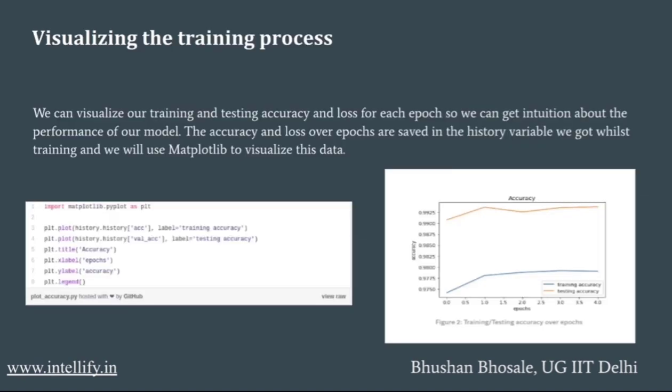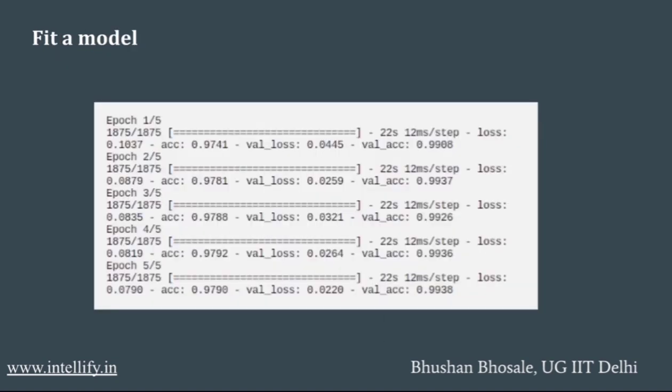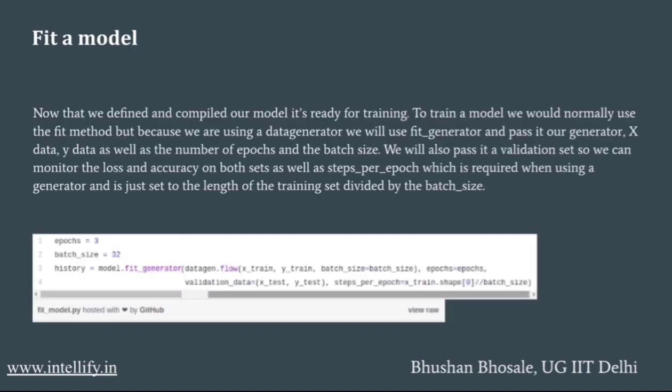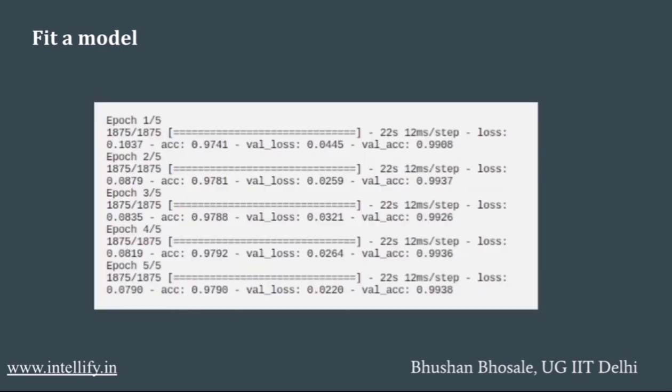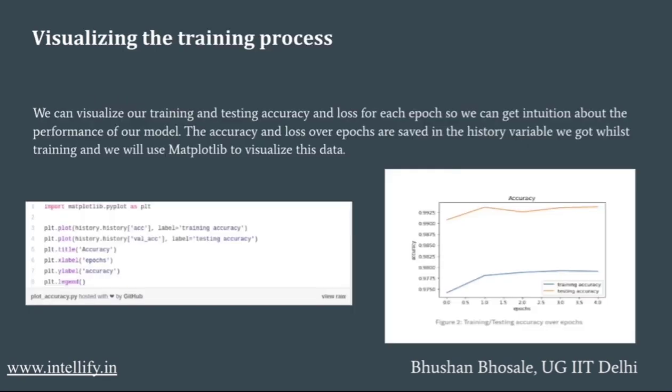Okay, now visualizing the training process. We can visualize our training and testing accuracy and loss for each epoch, so we can get the intuition about the performance of a model. The accuracy and loss over epochs are saved in the history variable we got while training, and we will use matplotlib to visualize this data. So you can see that we have saved the epochs that we got in the history object.